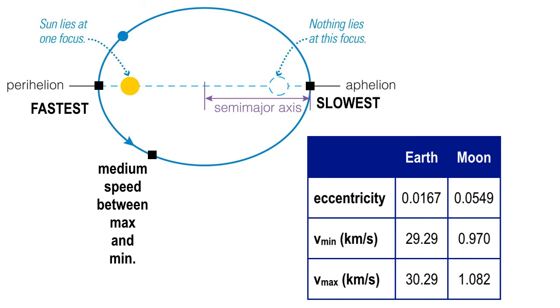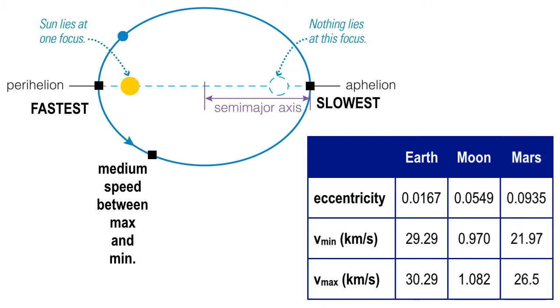Right? And that's about a 12% variation. So bigger eccentricity, bigger percentage variation. The entire orbit's a little bit slower, but the variation is a little bit bigger if you compute it on a basis of percentage. Okay, Mars.